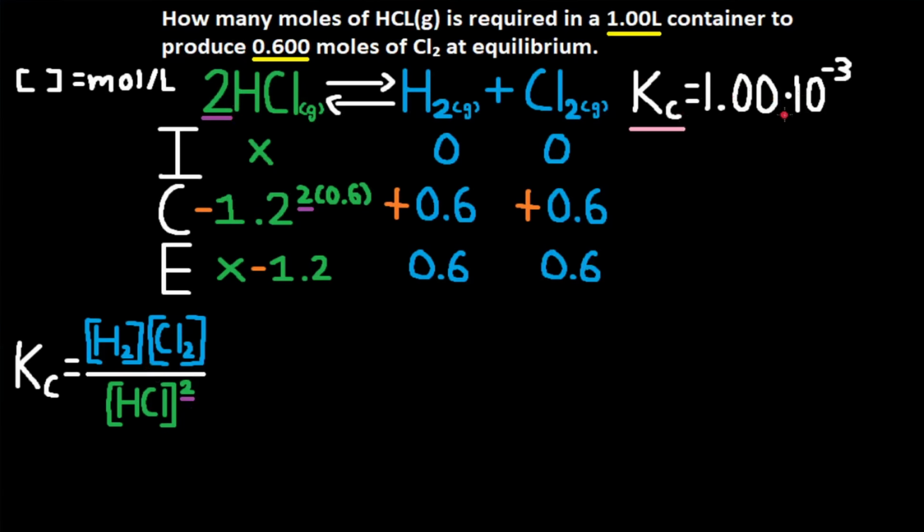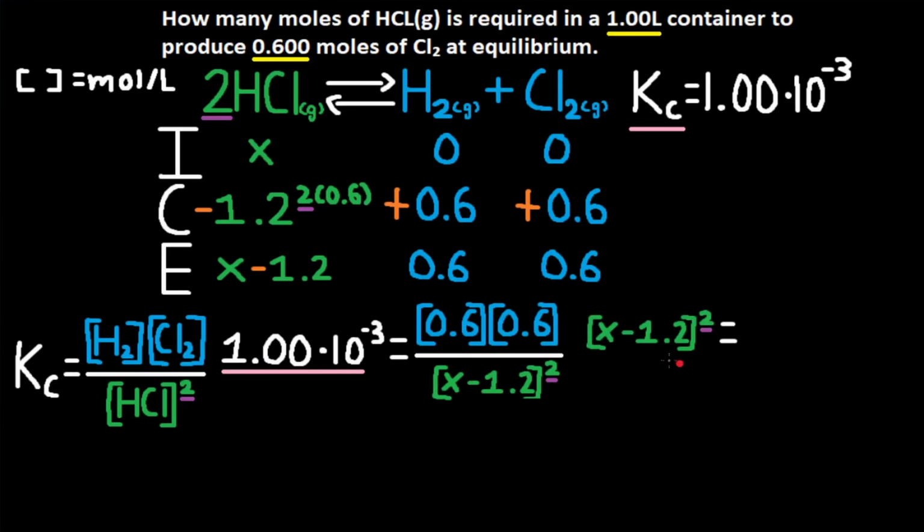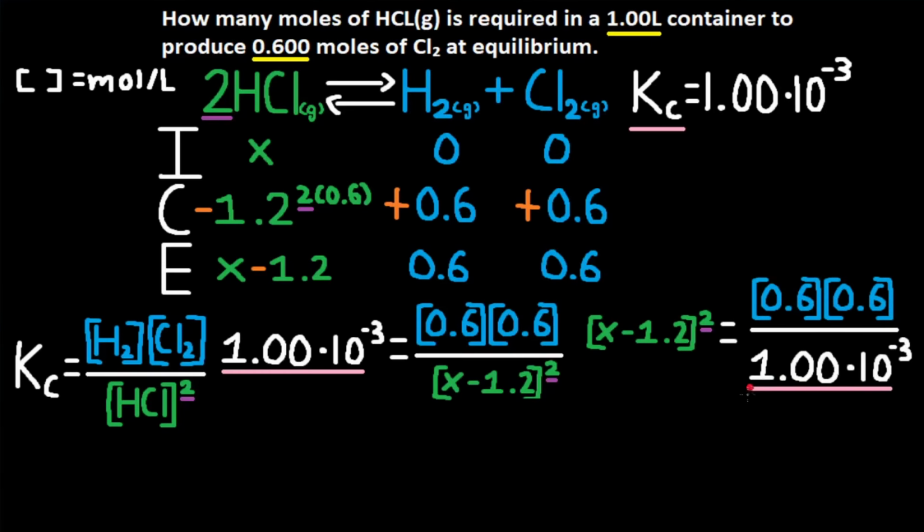Plug in the numbers available. We have Kc is equal to 1.00 times 10 to the power of negative 3, and this will be equal to 0.6 multiplied by 0.6 divided by x minus 1.2 squared. To isolate x, we need x in the numerator, so we're going to move x minus 1.2 squared diagonally up, and then we're going to move 1.00 times 10 to negative 3 diagonally down. So we move this up, now we get x minus 1.2 to the power of 2 is equal to 0.6 multiplied by 0.6 divided by 1.00 times 10 to negative 3.